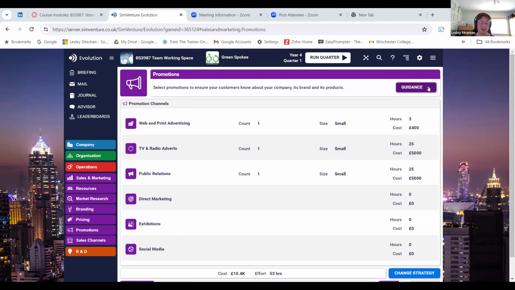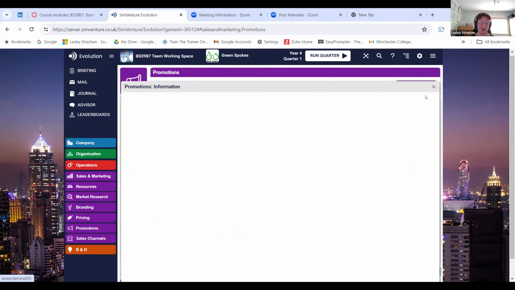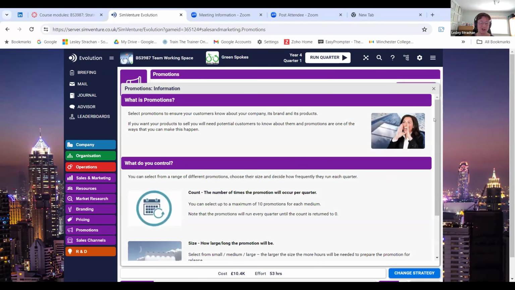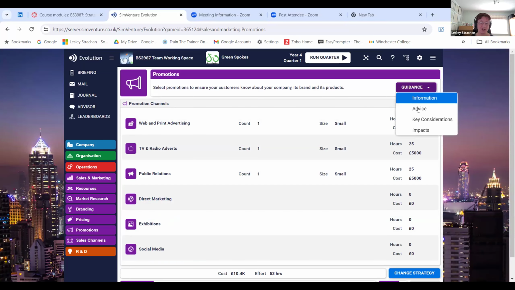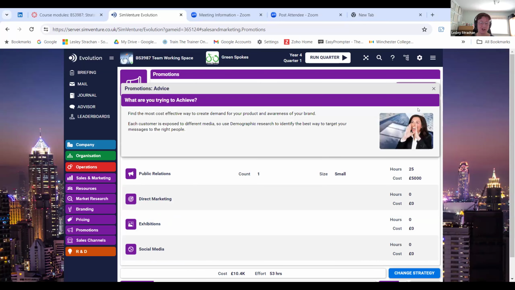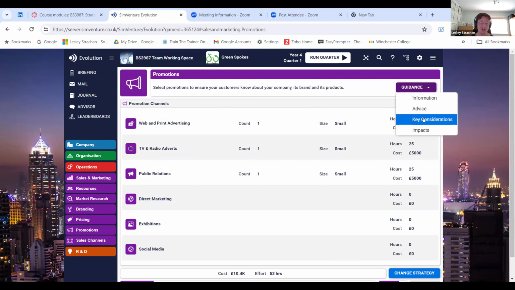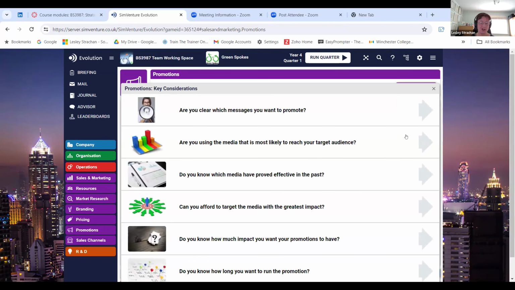What I would like you to do for all of these tabs in all of the software is to read the guidance notes. It tells you all these sorts of things: create demand, key considerations. So here, in particular, are you using the media that's most likely to reach your target audience? Do you know which media have proved effective in the past?